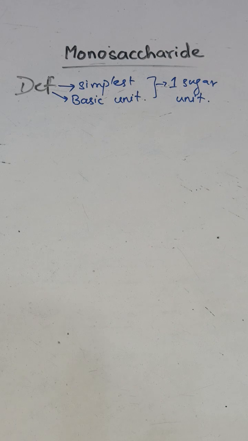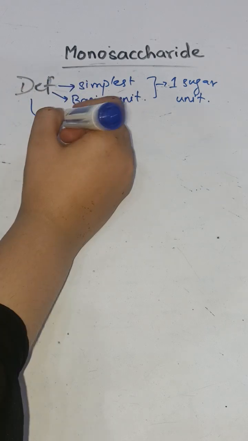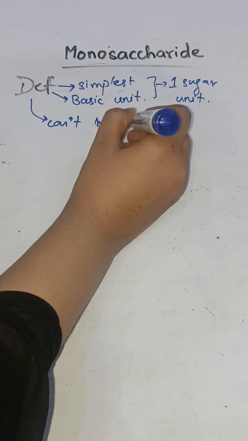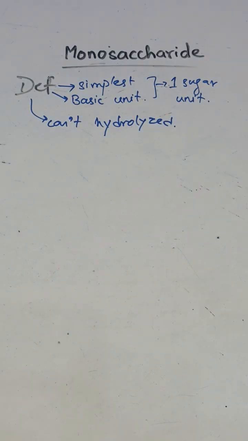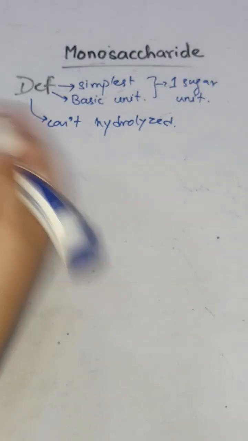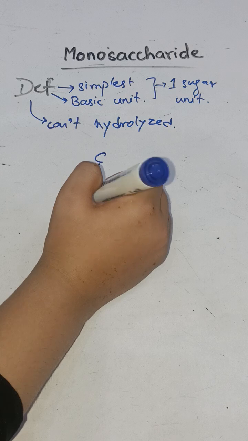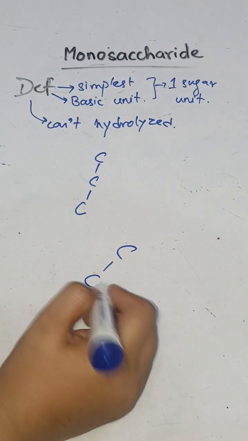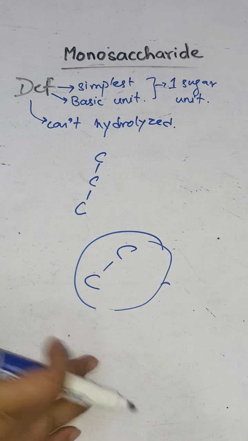Okay, and it cannot be hydrolyzed into a simpler unit. So one property of it is that it can't be hydrolyzed, because it is the simplest unit. If you break it, then the sugar cannot exist. Like if I am making the simplest sugar made up of 3 carbon atoms, we cannot make a sugar with 2 carbon atoms. There is no sugar made up of 2 carbons. So this is not a sugar, this is something else.